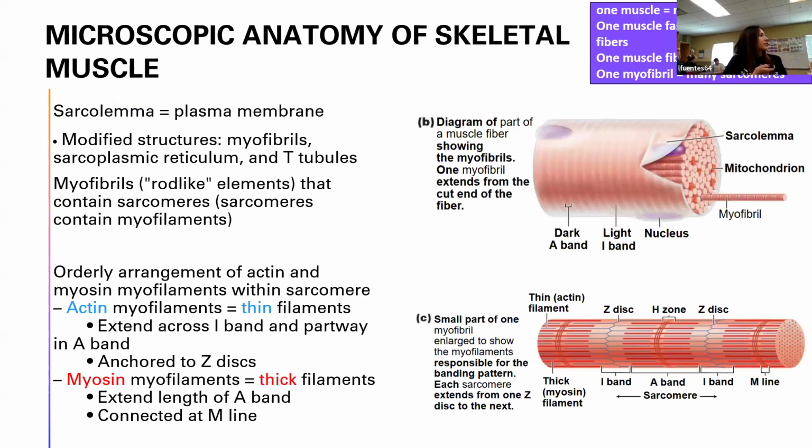Okay, so then this is where it gets a little funky with the anatomy of skeletal muscle. We're gonna go through it kind of slowly first. This is something that my professor had on the board, and I thought it was really helpful. One muscle is many muscle fascicles. One muscle fascicle is many muscle fibers. One muscle fiber is many myofibrils. And then one myofibril is many sarcomeres. So here, we'll go through it slowly, is that myofibril. And then this would be that sarcomere.